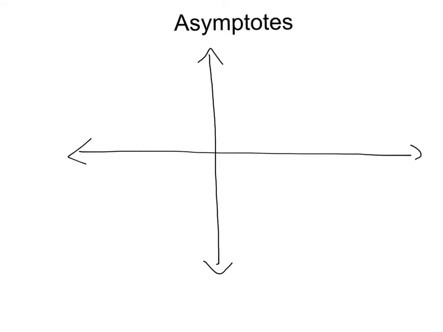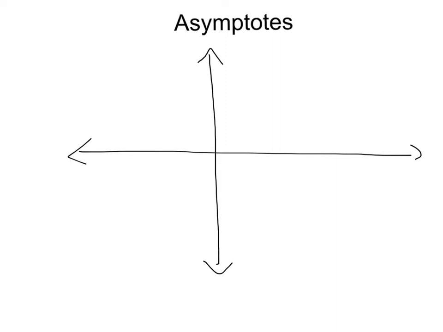In continuing to learn about new types of graphing concepts and expanding our abilities to graph different types of functions, asymptotes are going to be very important. So it's asymptote, with this P, a lot of people forget this P. And an asymptote is basically an imaginary line that a function cannot cross.